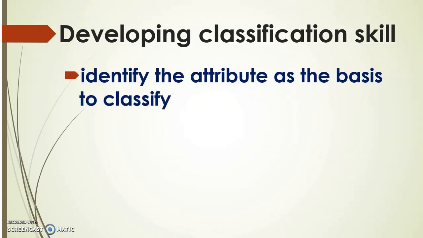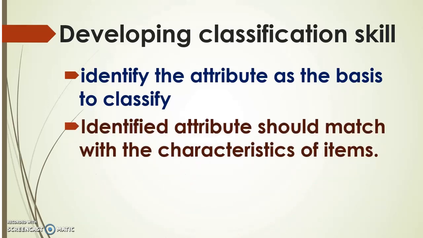First, we should ask our learners to identify the attribute as the basis for classification. Whatever they want to classify, in whatever groups they want to classify the material or things presented to them, first they have to identify the characteristics or the attribute on the basis of which they will classify the things which have been presented to them. Then they should ensure that whatever attribute they are identifying, it should match with the characteristics of the items. Means that attribute should be a part of items.